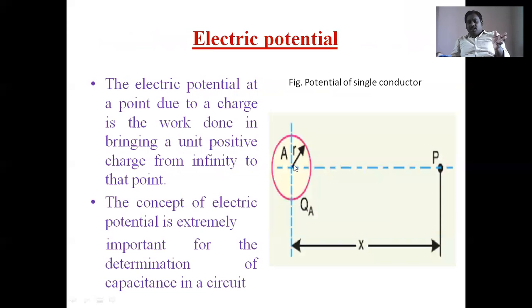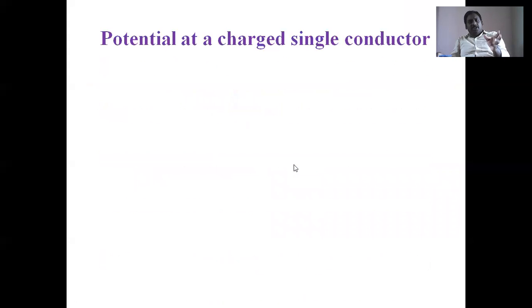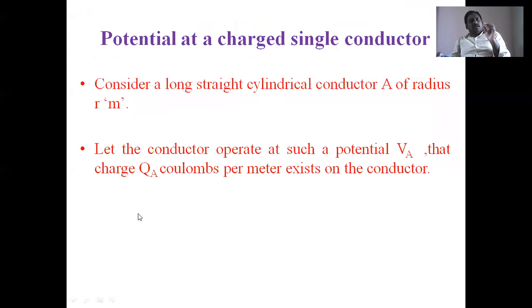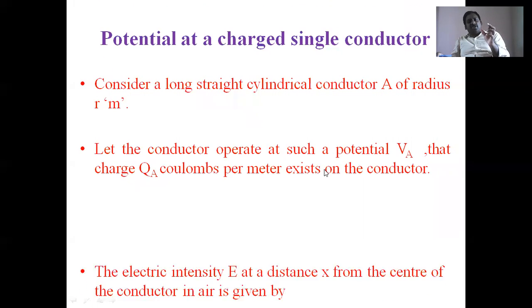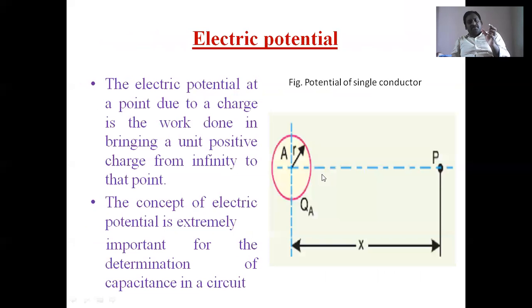So this is a cylindrical conductor A of radius r meter. This conductor operates at a potential of VA and carries charge QA. So the potential required to move this charge from this point to this point is VA, and the charge on the conductor is QA.